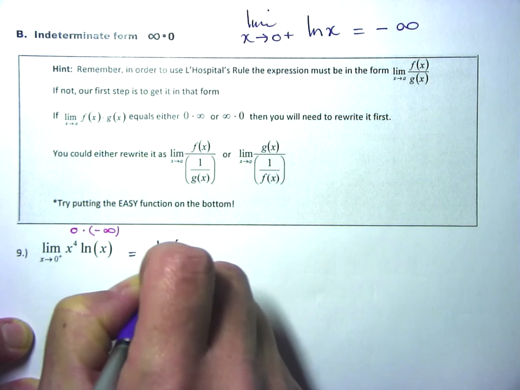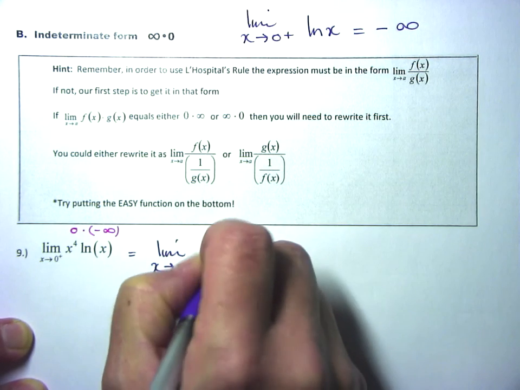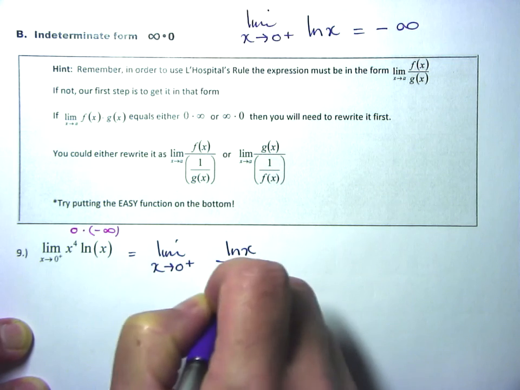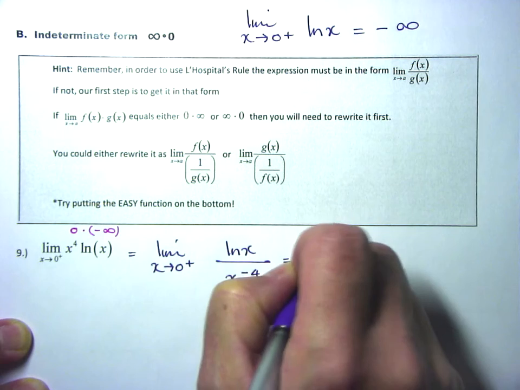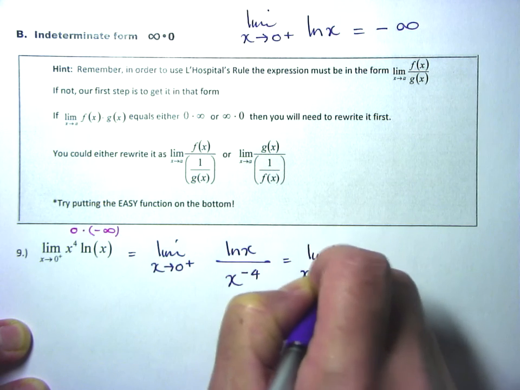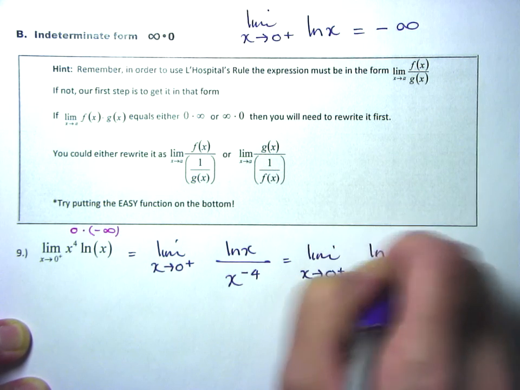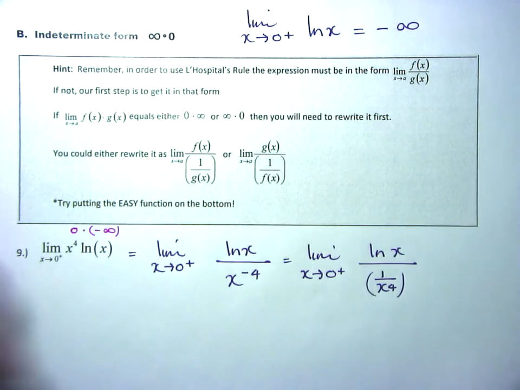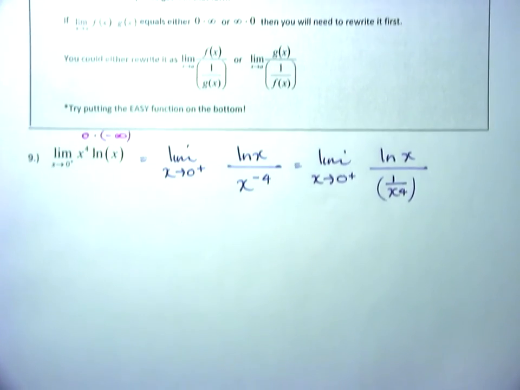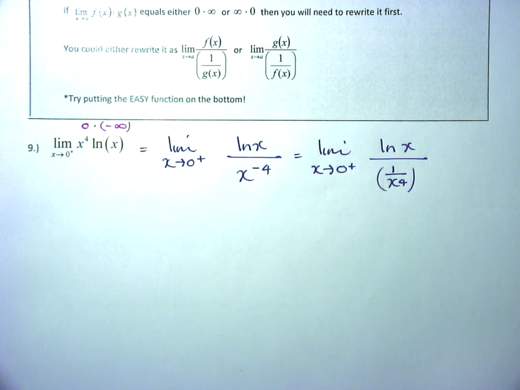When you move it to the bottom, you can write it as the limit as x approaches 0 of the natural log of x divided by x to the power negative 4, or, it doesn't matter, you can write it as natural log of x divided by 1 over x to the power 4. So my expression is equivalent, but it now takes that fractional structure.